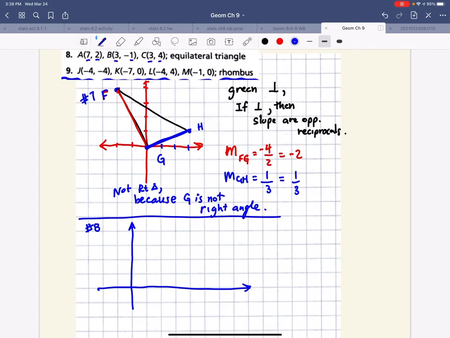So (7, 2), (1, 2, 3, 4, 5, 6, 7, 2) is A, (3, -1) is B, (3, 4) is C.